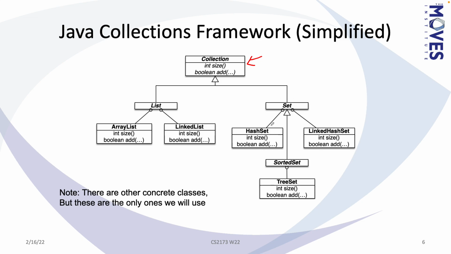Now, the Set interface has two direct implementing classes. One is called the HashSet, which is the go-to one if you don't care about other stuff. There's one called the LinkedHashSet, which does some things that we'll talk about. And really, one of the more important ones is another sub-interface called SortedSet, of which there's a single implementation called TreeSet.